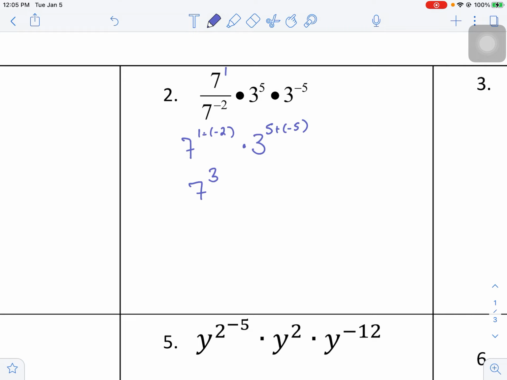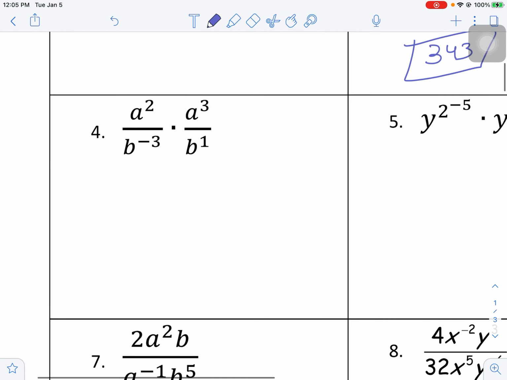so that's going to be 7 to the third power. And then that's going to be multiplied by 3 to the 0, so 3 to the 0 becomes 1. 7 to the third power, I believe, is 343. Let me just double check that real quick. Yeah, 343. So this answer is just 343.